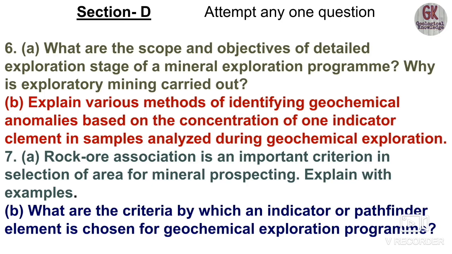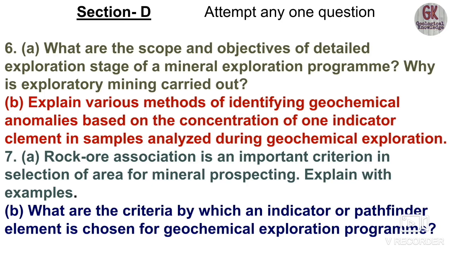6B is you have to explain various methods of identifying the geochemical anomalies based on the concentration of one indicator element in samples analyzed during the geochemical exploration, that you have to explain in detail.